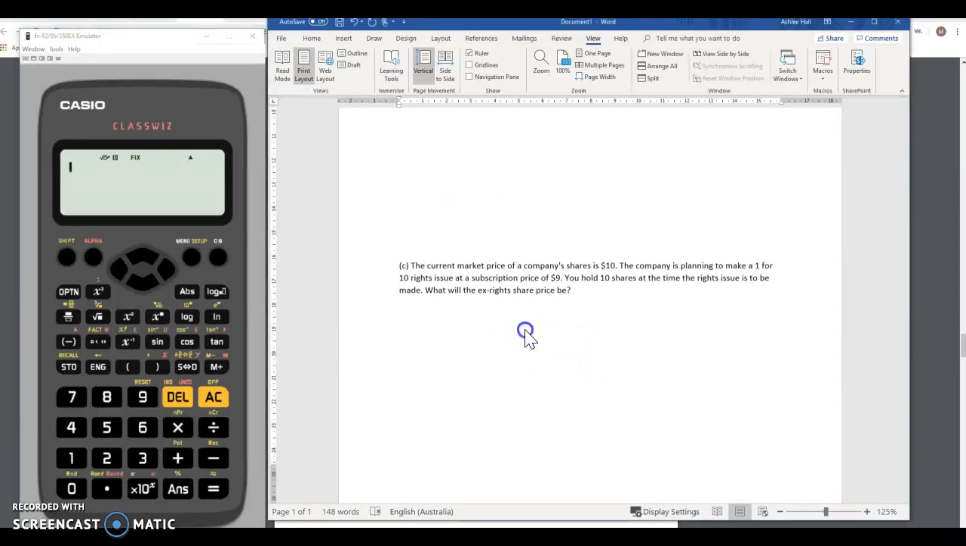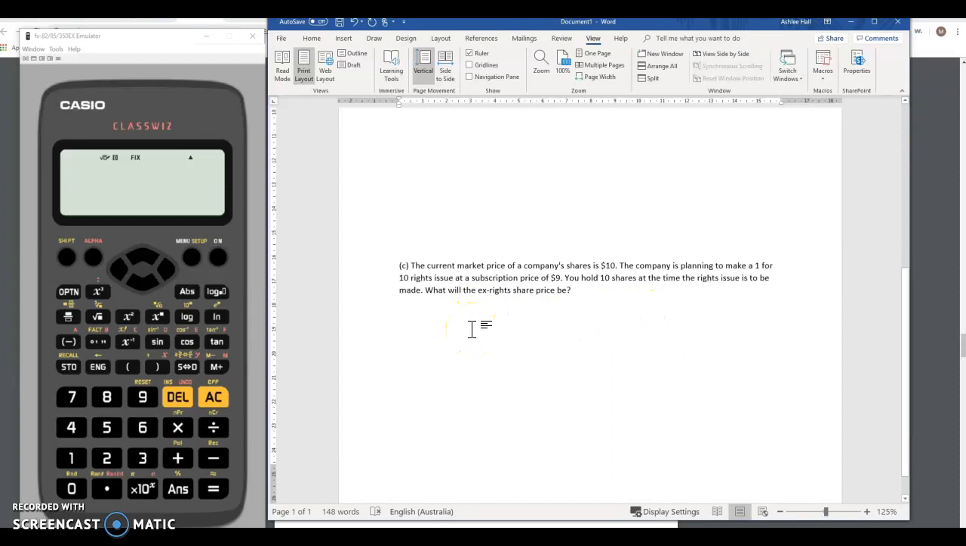Now moving on to part C. We all did face this in assignment 1B in module 5, I believe it was. Just to run over this quickly again, we're calculating the ex-rights share price. We hold 10 shares at the time of the rights issue. The current market price of the company shares is $10. The company is planning to make a 1 for 10 rights issue at a subscription price of $9, and we hold 10 shares. What will the ex-rights share price be?